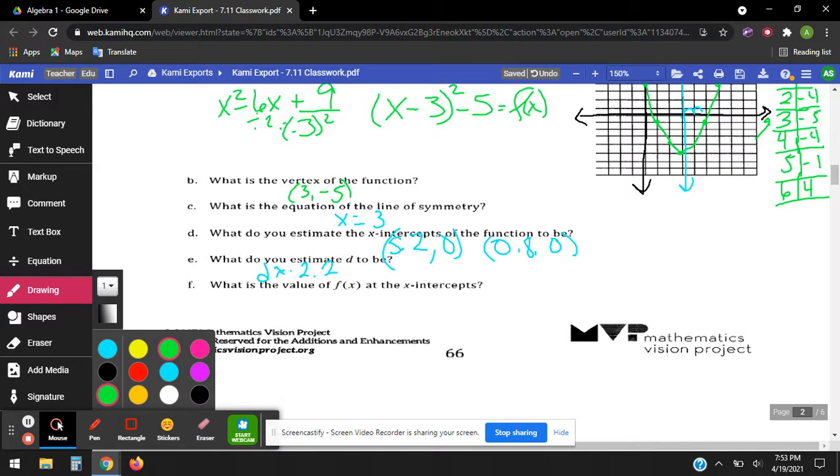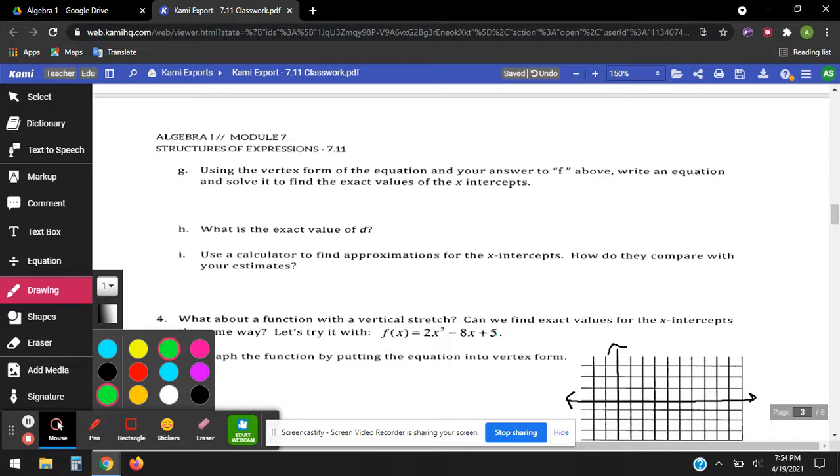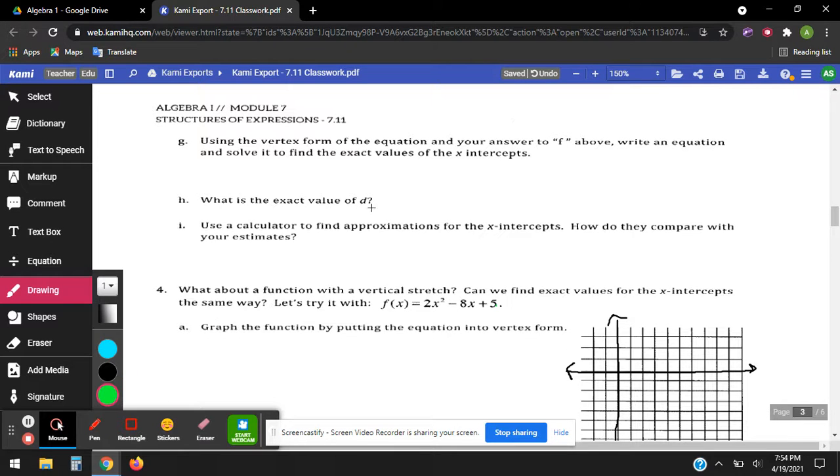So what is the value of f of x at the x-intercepts? So just like we said before, f of x always equals 0 when it's at the intercepts. And so now, using vertex form of the equation and your answer to f above, write an equation and solve it to find the exact values of the x-intercepts. Well, our vertex form is x minus 3 squared minus 5, and we need that to equal 0.